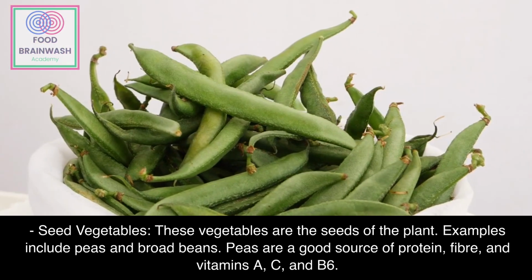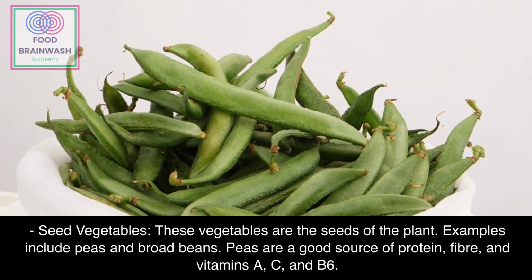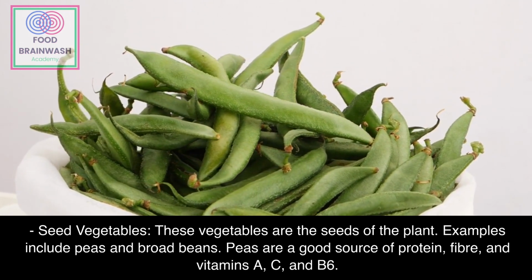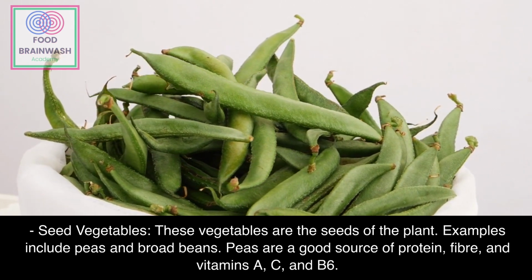Seed vegetables. These vegetables are the seeds of the plant. Examples include peas and broad beans. Peas are a good source of protein, fiber, and vitamins A, C, and B6.